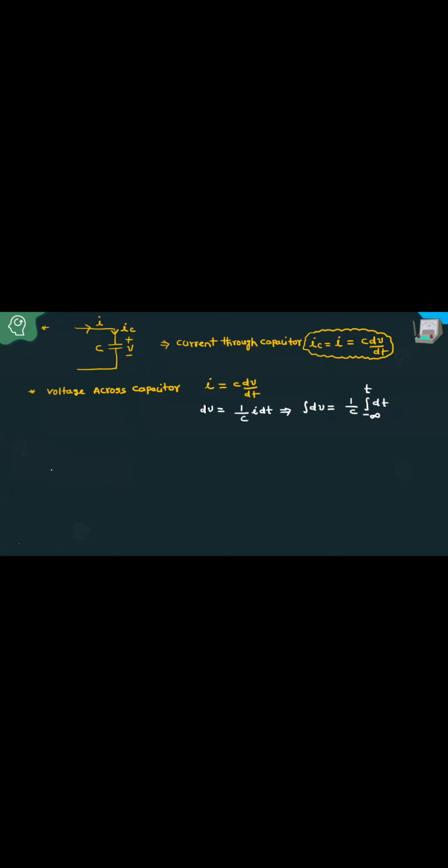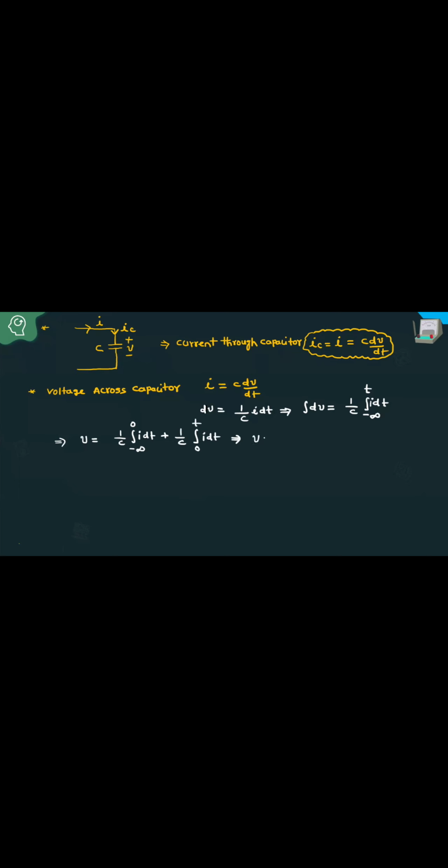Why have I taken minus infinity to t? Because a capacitor is an energy storage element. That's why you have to take the limits from minus infinity. Then after integrating, V equal to 1 by C integral from minus infinity to 0 of I dt, plus 1 by C integral from 0 to t of I dt.